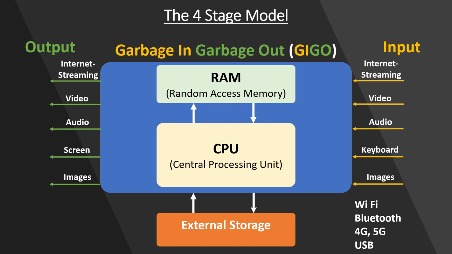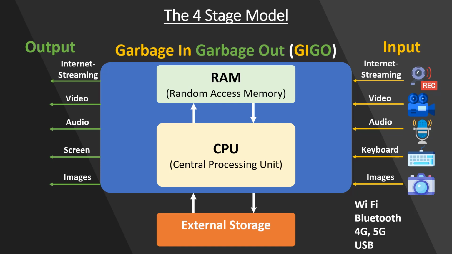So what do we mean by input? Well, what we mean is zeros and ones coming into the machine. And these could be anything. They could be music, videos, text. But at the same time, we have them going out once they've been processed. So let's have a look. We've got internet streaming that's input. We have videos that can be input. We have audio that can be input. Keyboard is an input. Images are input.